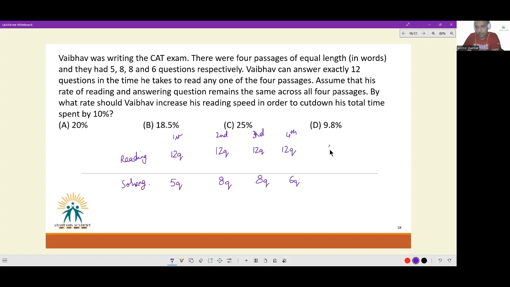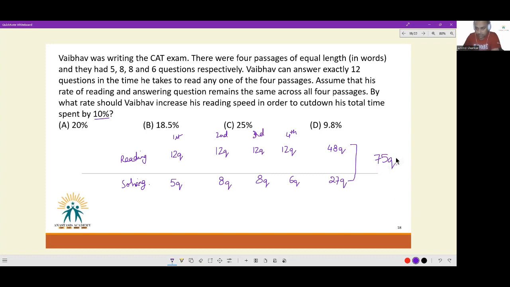So the total time taken for solving is 27Q. And the total time taken for reading is 48Q. Or the total time taken combined for doing the exam entirely is 75Q. This is the total time taken to solve the entire paper. Now, the target is by what rate should Webber increase his reading speed in order to cut down his total time spent by 10%. He has to reduce his entire total time taken by 10%.